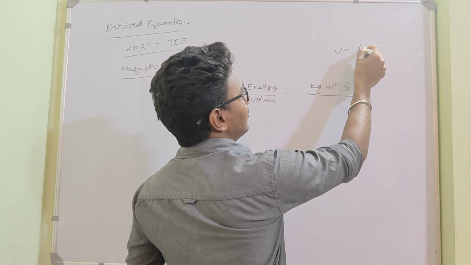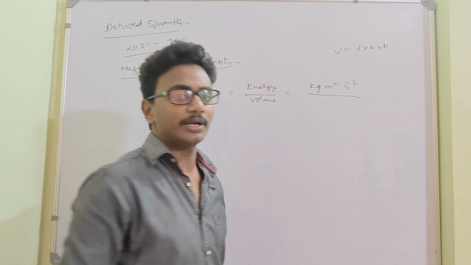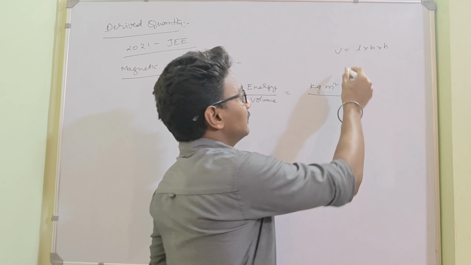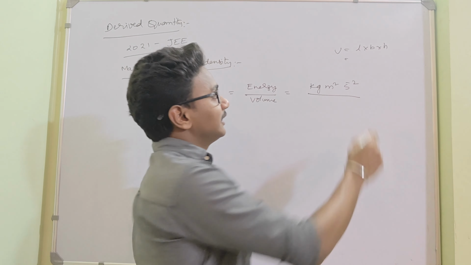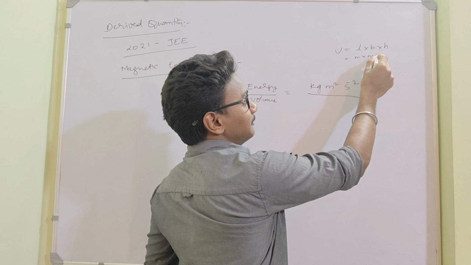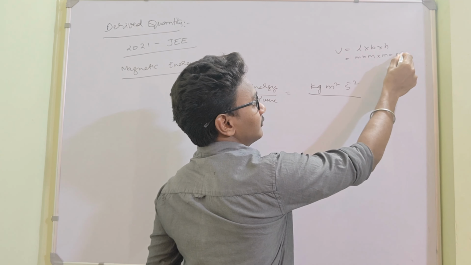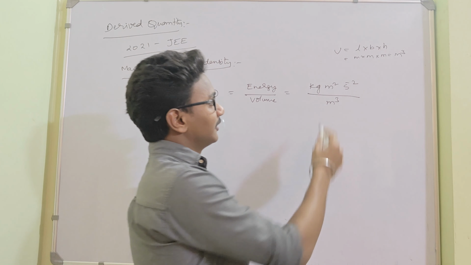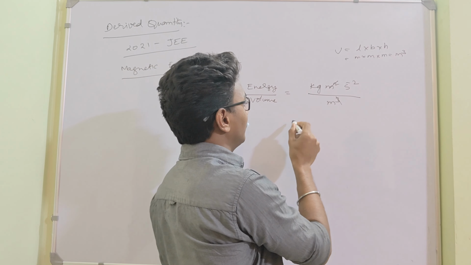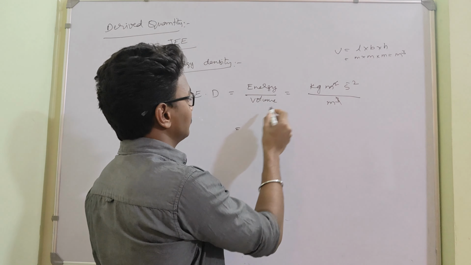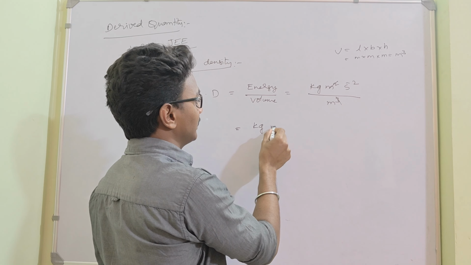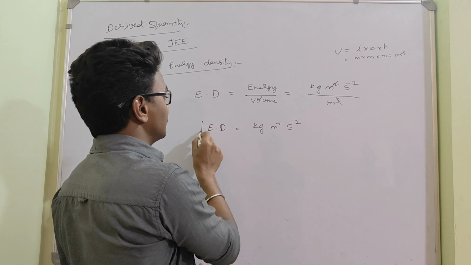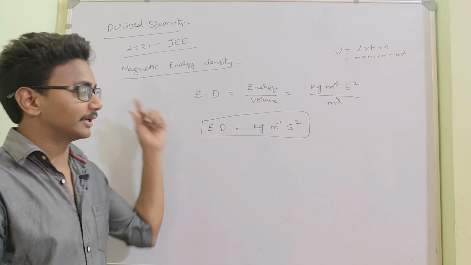Volume is length into breadth into height, right? Volume of a cuboid. You can take any volume, either volume of sphere, cube, cuboid, anything. SI unit of length is meter, breadth is also a length, meter, height is also a length, meter. So volume units are meter cube. So I'll substitute here. If I simplify this, finally I am left with kg meter power minus 1 second power minus 2. These are the SI units of energy density, magnetic energy density.